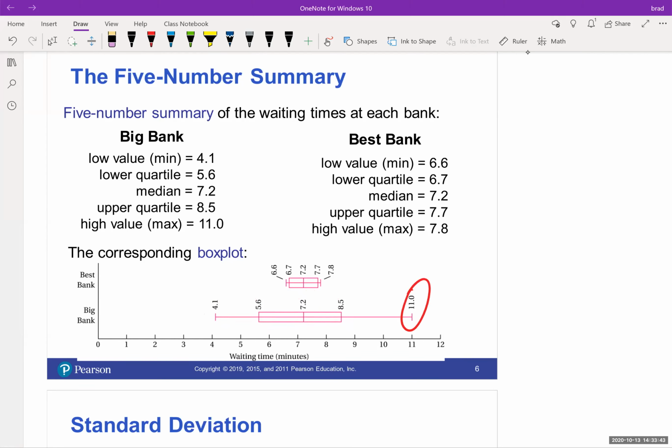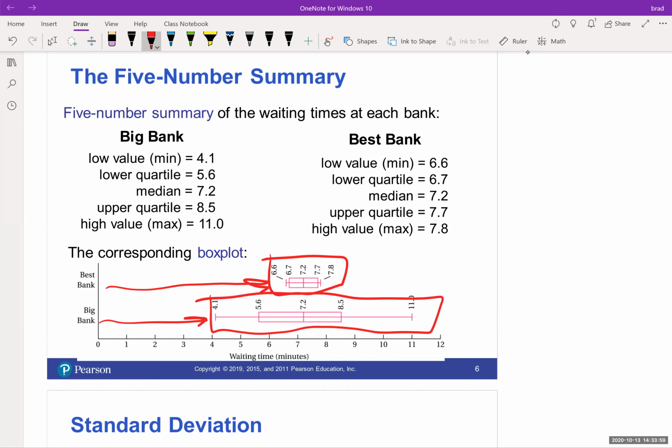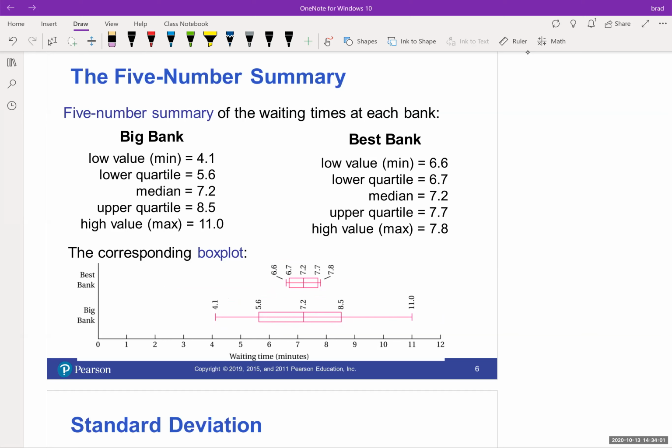Then you come over here for Best Bank. They're showing us both Best Bank and Big Bank, and they drew them on the same graph to get you to compare and contrast. Notice how spread out all the data is here versus the data here. What the box plot is trying to show you is that I feel like it's kind of evenly distributed right here, right? It looks kind of good. Everything seems spaced out about the same distance. And here, it seems like there's very little between the 6.6 and the 7.8.